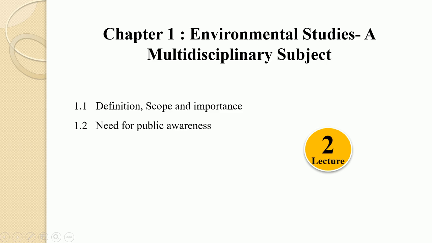So in your syllabus, we start with chapter number 1, and the title of the chapter is Environmental Studies, a Multidisciplinary Subject. In it we are going to learn the definition, scope and importance of environmental studies. And we are going to discuss how environmental studies or environmental science is linked with other disciplines or other subjects, and a multidisciplinary approach of this subject with the other fields.